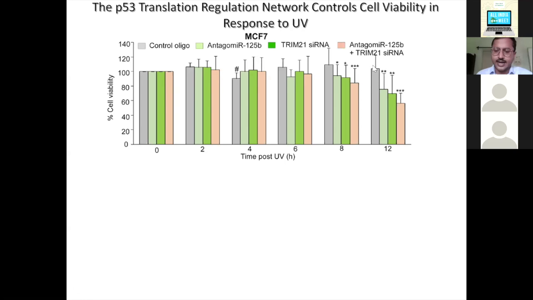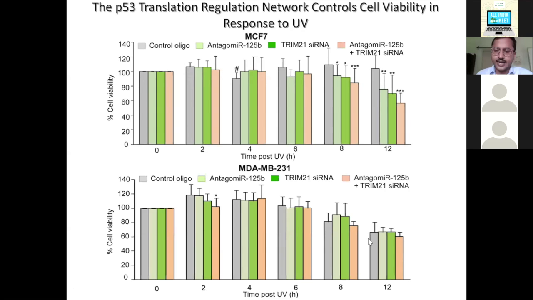Okay, when we inhibit both miR-125 and TRIM21, this is seen in the case of an aggressive breast cancer cell line, MDA-MB-231, where p53 is absent. So p53 is inactive in MDA-MB-231, and there we do not see any difference, which means that whatever we are seeing over here is actually being mediated by p53. When p53 is absent, there is no difference between the control and the treatments of antagomir and TRIM21.